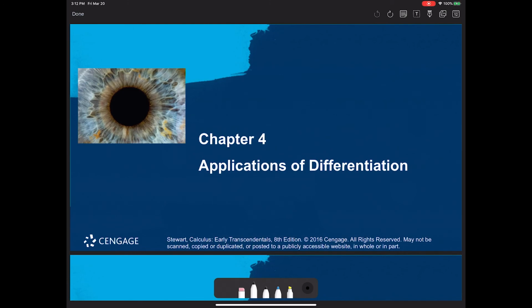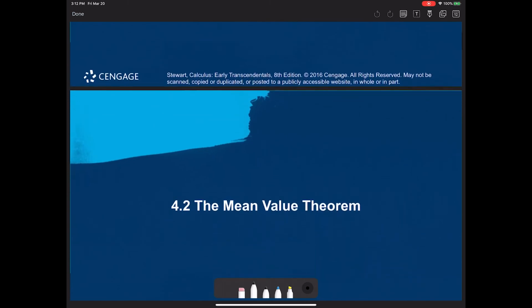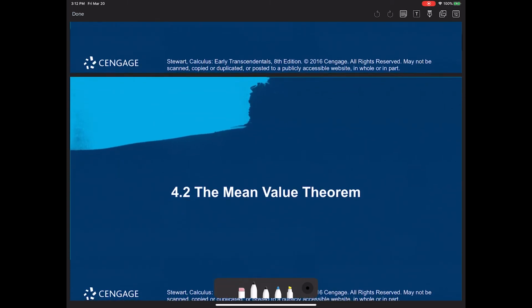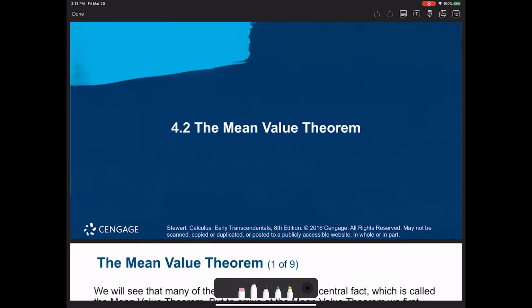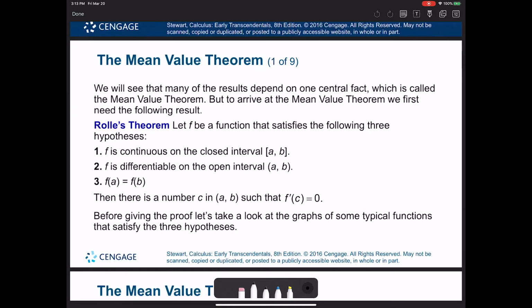Alright, so here we are in Chapter 4, Applications of Differentiation. We're going to be talking about Section 2 in this video. The PowerPoint slides that I'm using are from Stewart's calculus book, Early Transcendentals, 8th edition. In this video, I'm going to go through these provided slides.